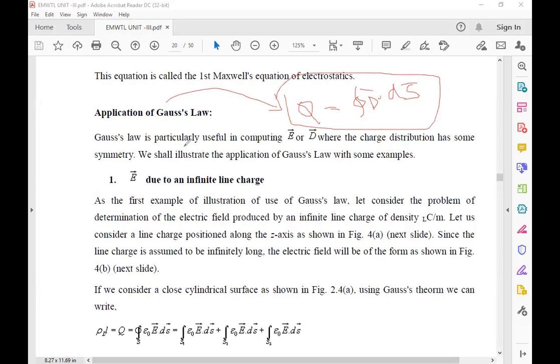Now, the applications of this Gauss law. The first application is E bar due to the infinite line charge. There is a derivation part we have.